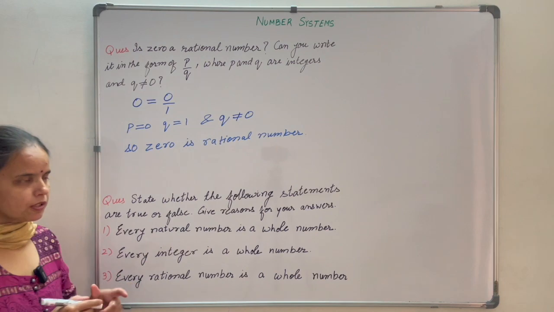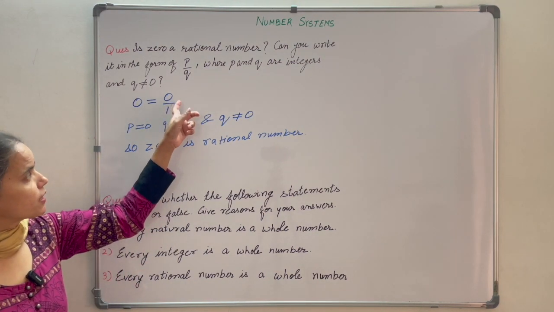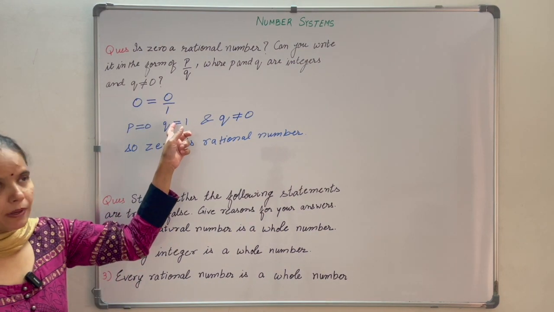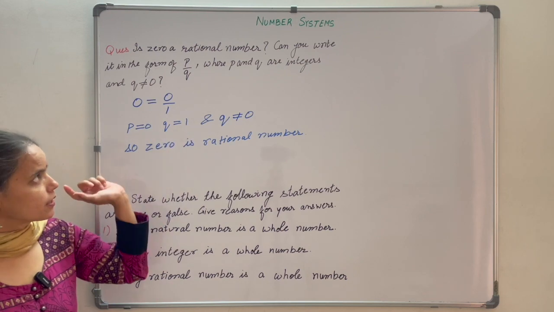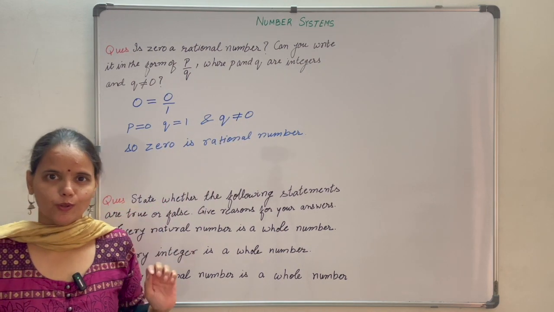The second part of the question is already answered because you have written this 0 in the form of p by q, where p and q are integers and q is not equal to 0.